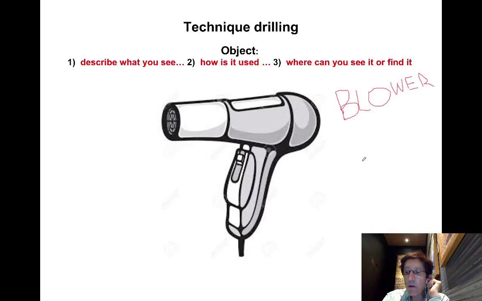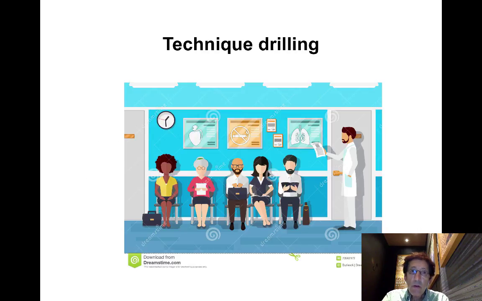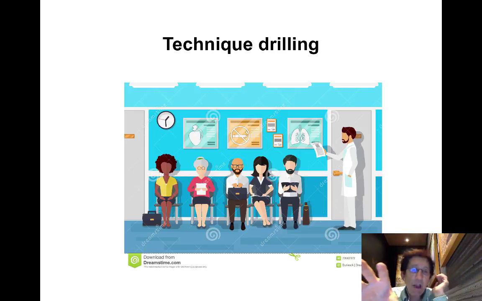Okay, let's scroll down to page 42. So we finished with the object technique. This is the visual technique: describing an environment, describing a scenario. So this is the scenario technique, all right?